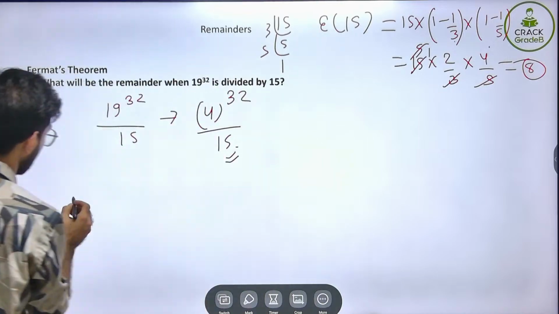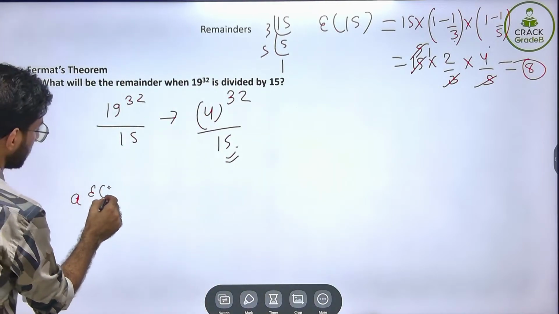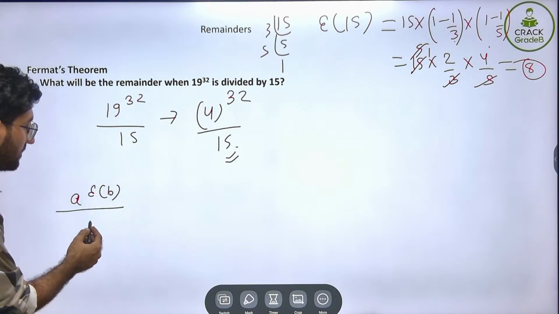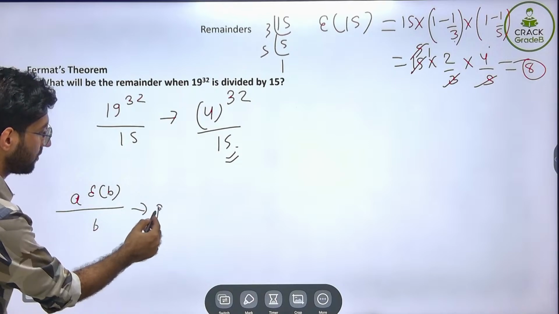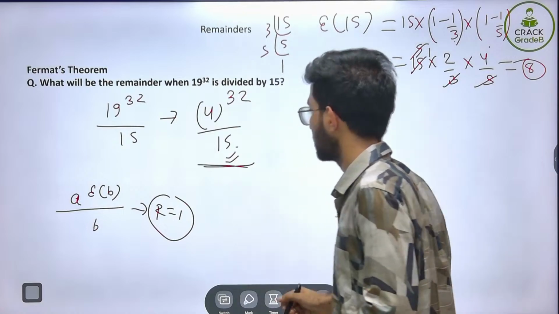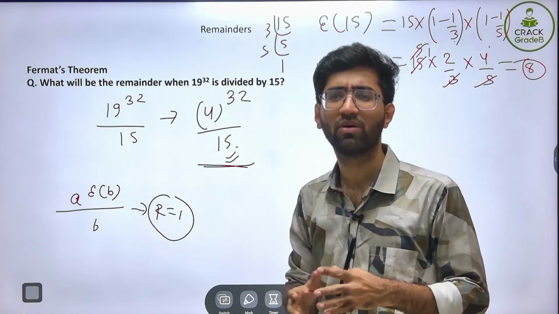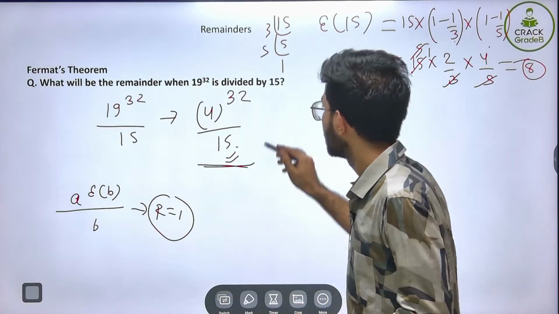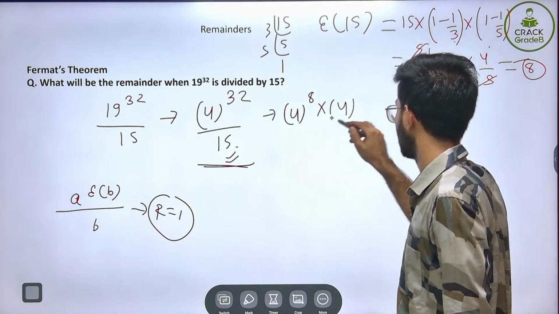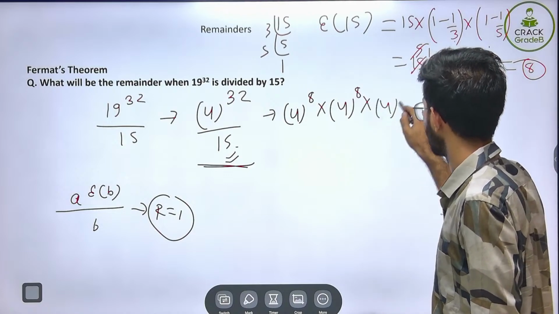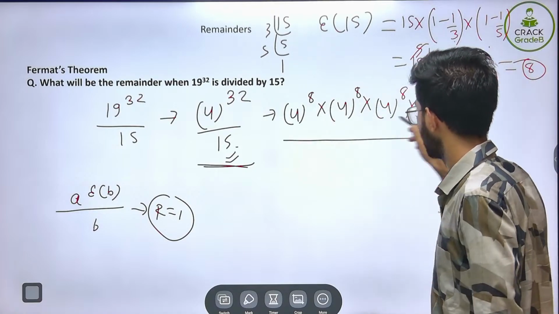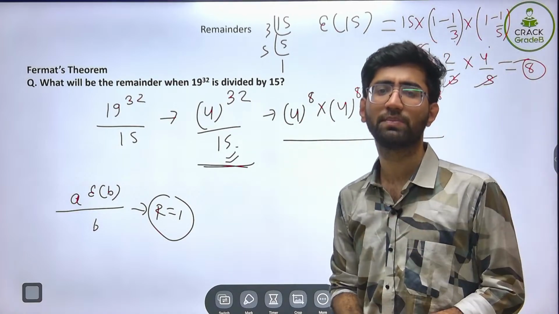What does it mean? Now try to recall the concept: if you divide a to the power Euler number of b by b, what will be the remainder? The remainder will be equal to 1. Okay, we will try to make 4 to the power 32 somehow in the form of the Euler number of 15. So tell me, can we write 4 to the power 8 into 4 to the power 8 into 4 to the power 8 into 4 to the power 8? Yeah, we can write. If you multiply all of these numbers, you will get 4 to the power 32.